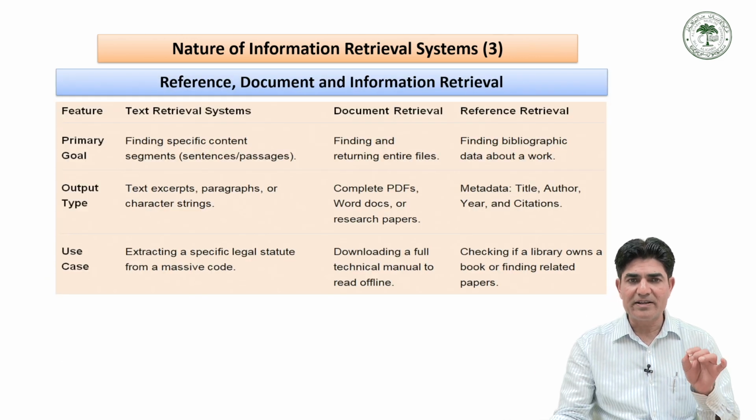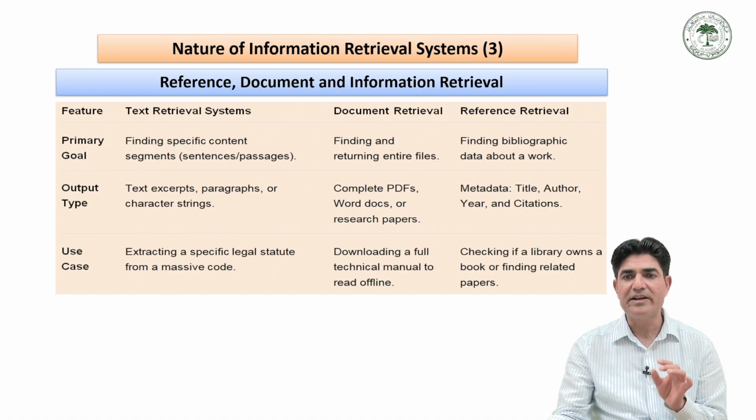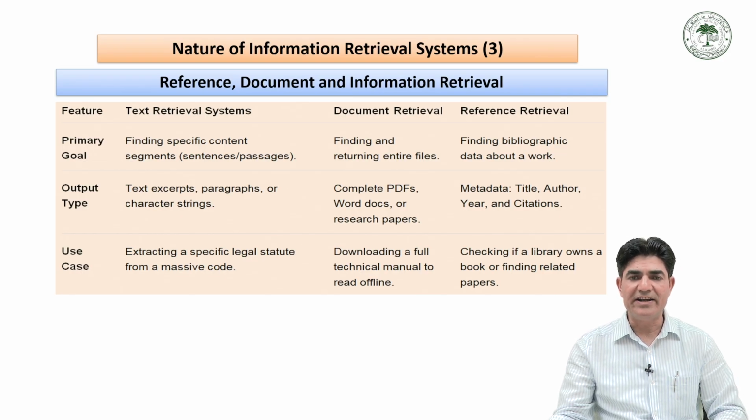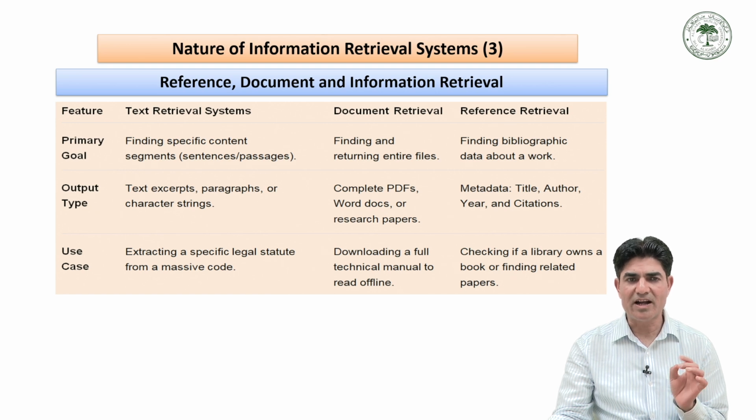So we can compare these three categories of retrieval system, that is text retrieval system, document retrieval system, and reference retrieval system. The primary goal of reference retrieval system is finding bibliographic detail, that is data about a particular work. In case of document retrieval, we are able to find and return entire file, that is the complete document. And when we talk about text retrieval system, that is information retrieval system, where we can find specific content or specific information from a complete document.